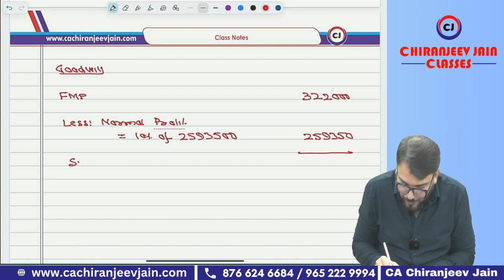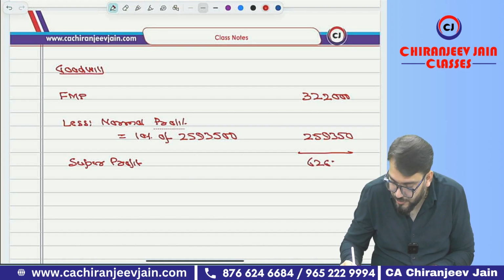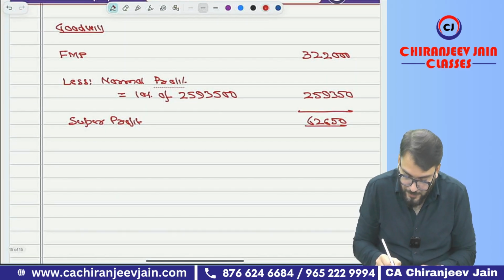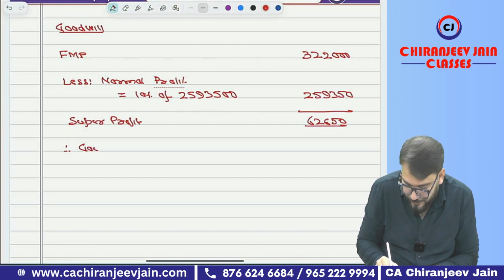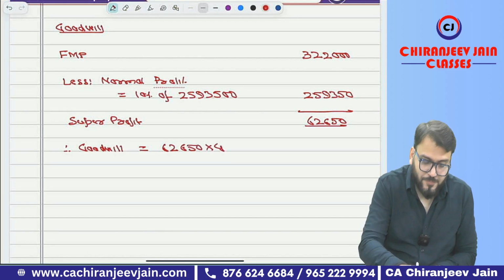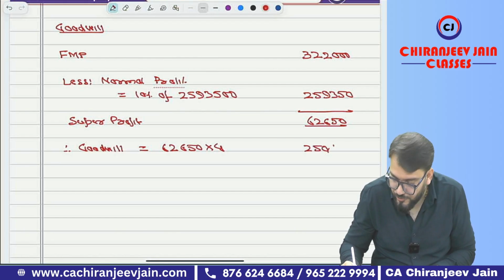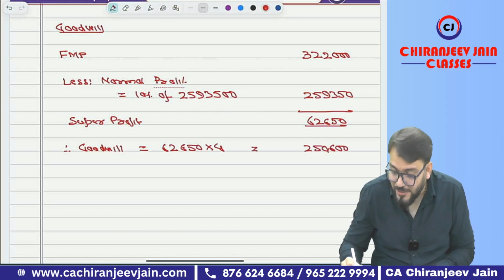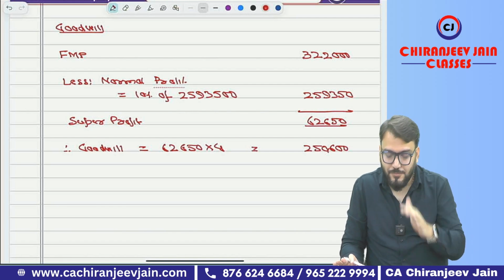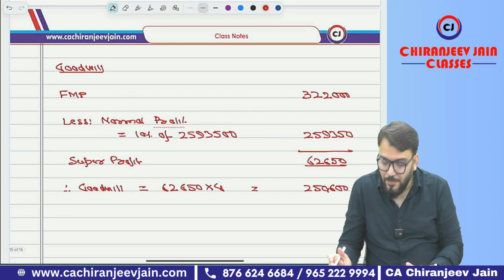So it means super profit is equal to 62,650. Therefore, goodwill is equal to 62,650 into 4. Same thing, no explanation required. It is 2,50,600. This is the goodwill. So as per my calculation, this is the goodwill. Got this point? Are you able to understand?